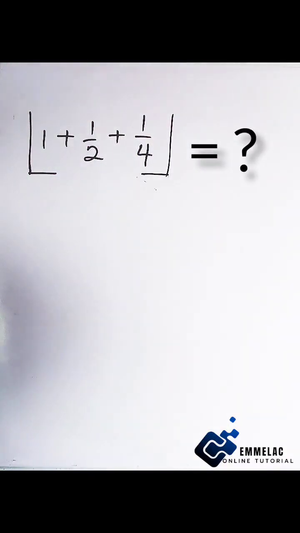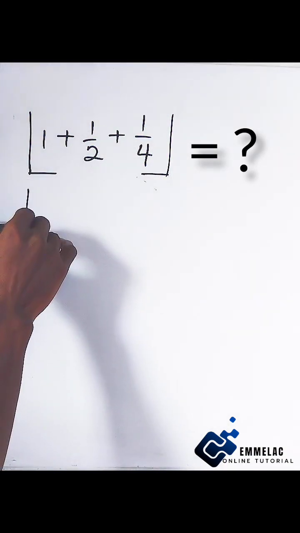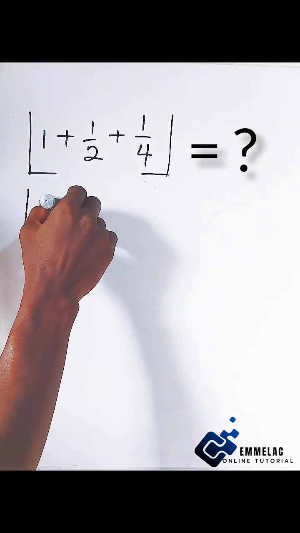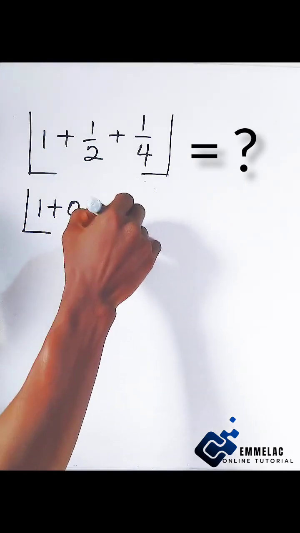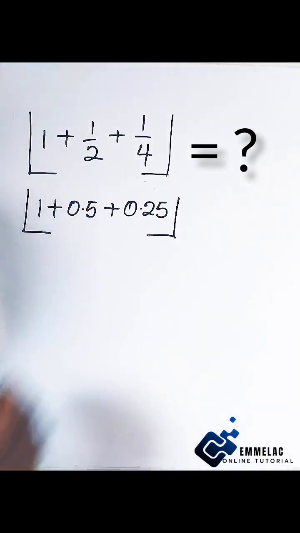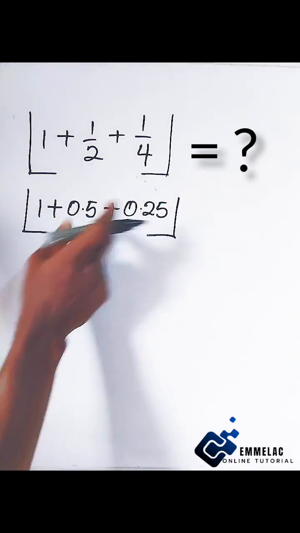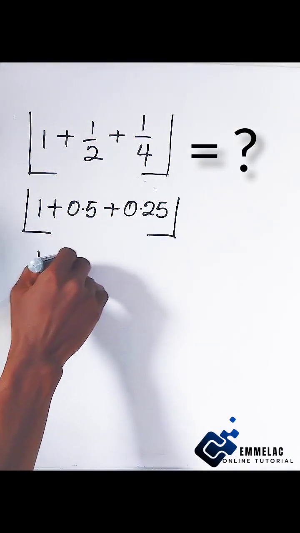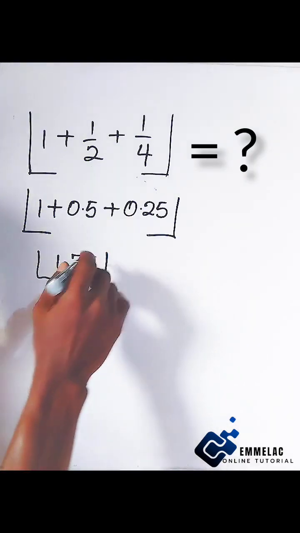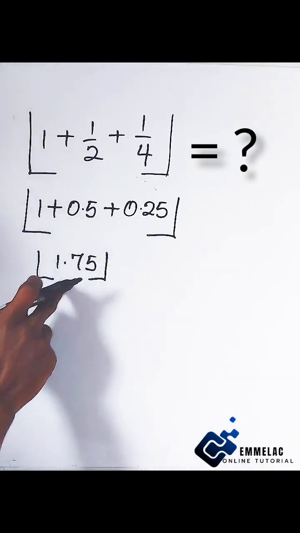Now, this expression on the board here is what we call the floor function. Now, how do we go about it? Looking at the expression inside, this is giving us 1 plus 1 over 2, which is 0.5. Now plus 1 over 4 is giving us 0.25. Now adding all, here we have 1.75. Take note that the answer here is not 1.75.